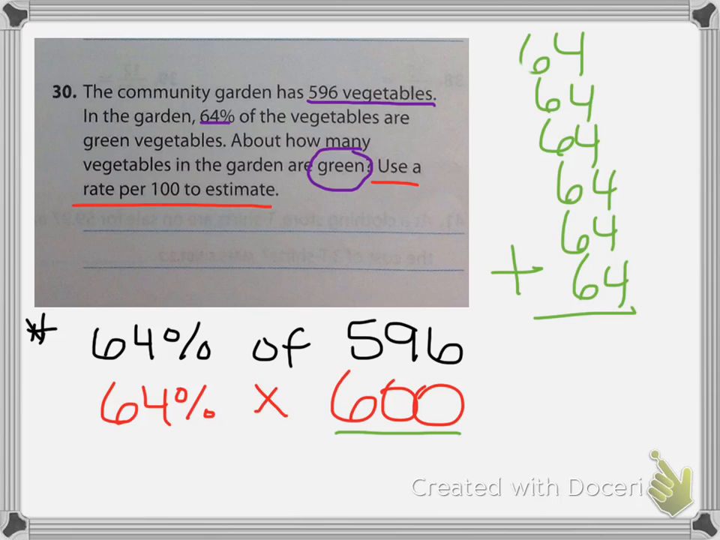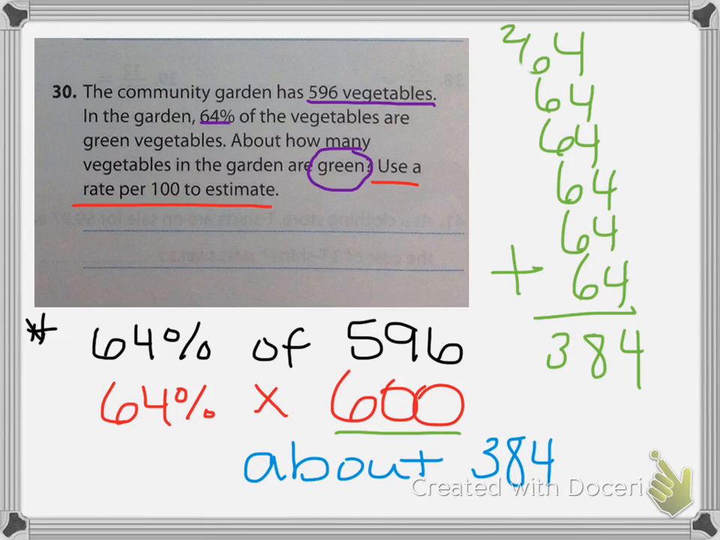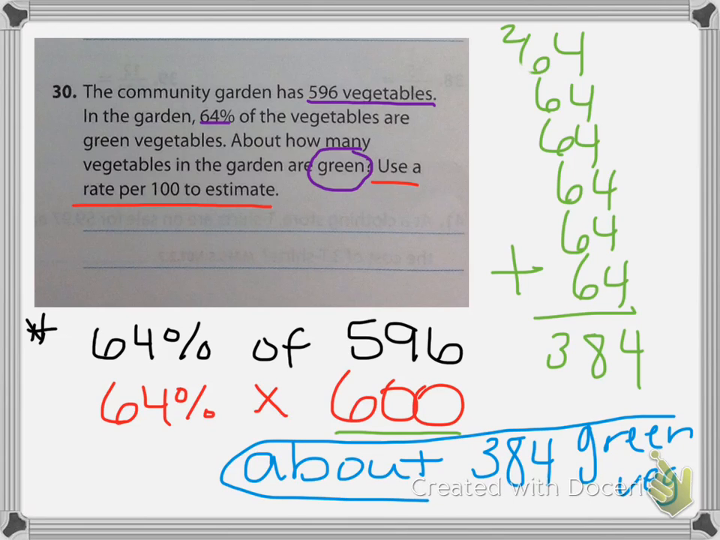So now I'm going to add all of those up. 4, 8, 12, 16, 20, 24. Okay. 1, 2, 3, 4, 5, 6, which makes 36 plus 2 is 38. So your final answer using the rate per 100 strategy is going to be about 384 green vegetables.